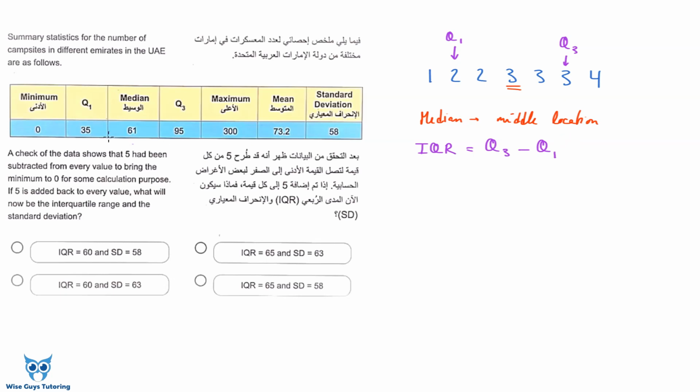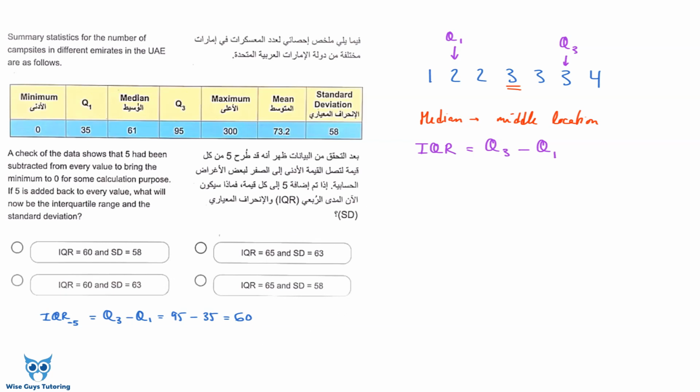But for us, in this real example, what is the interquartile range? So let's write it over here. Let's say interquartile range of the subtracted data, right? They told us that this data is the one that had 5 subtracted from every value. So this one was Q3 minus Q1. We have Q3, we have Q1. So it was 95 minus 35. So the interquartile range of this data that they manipulated is 60.